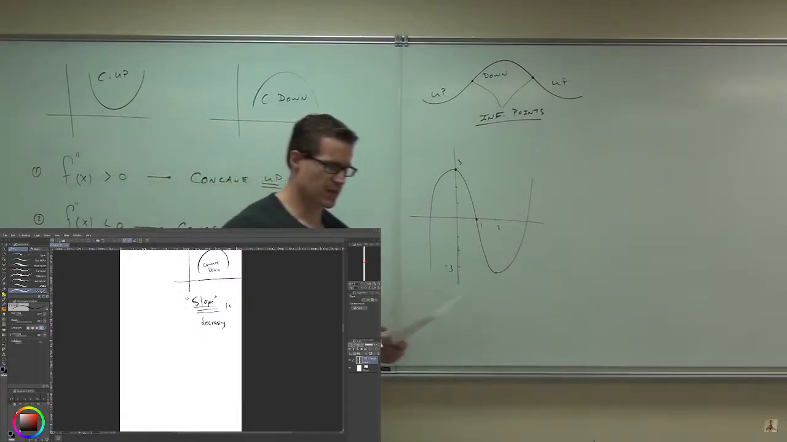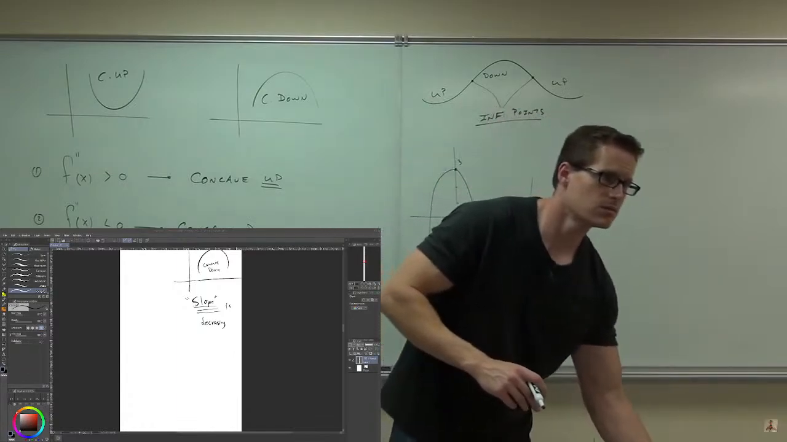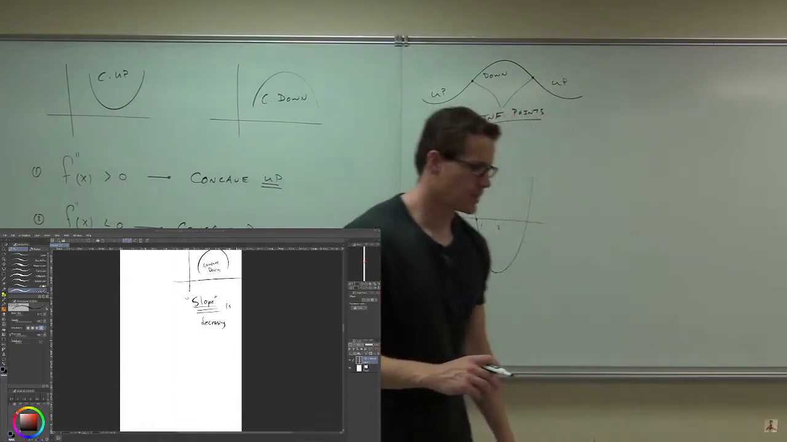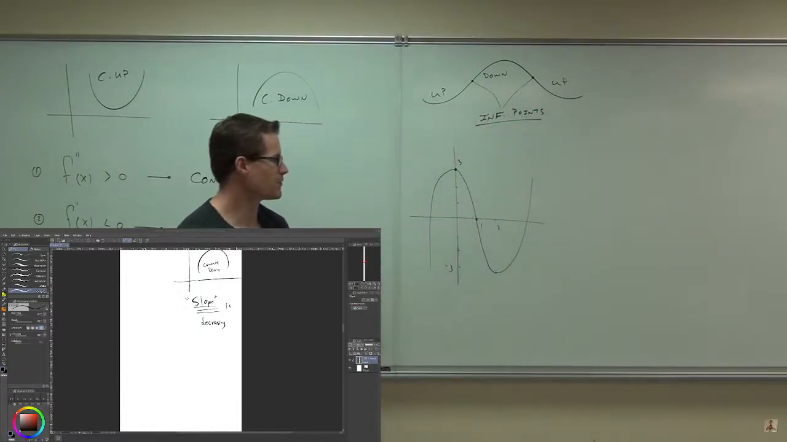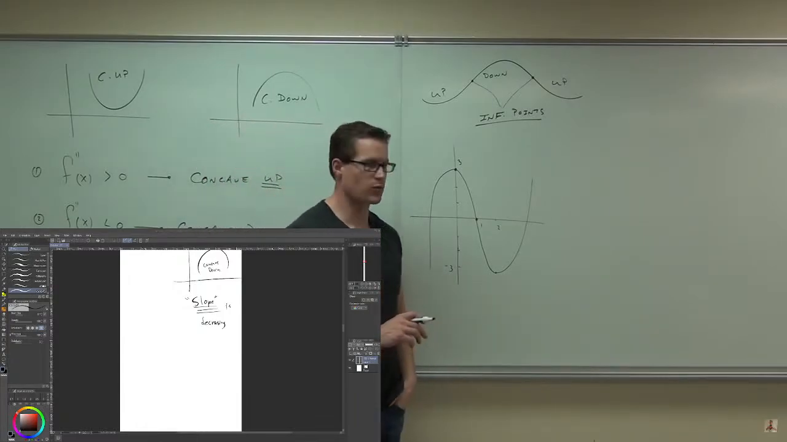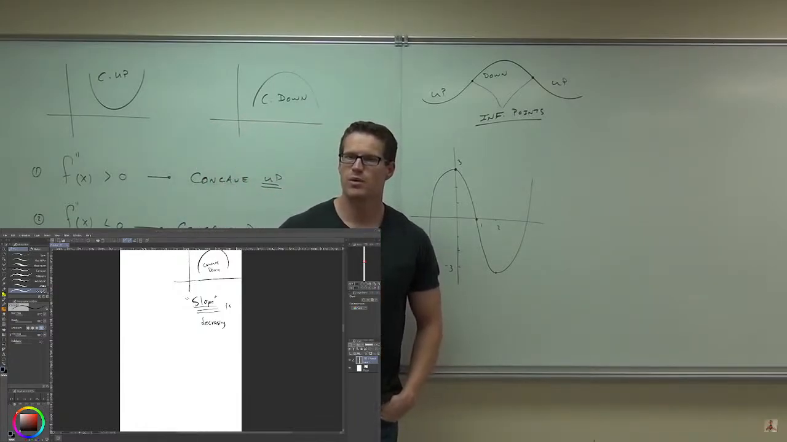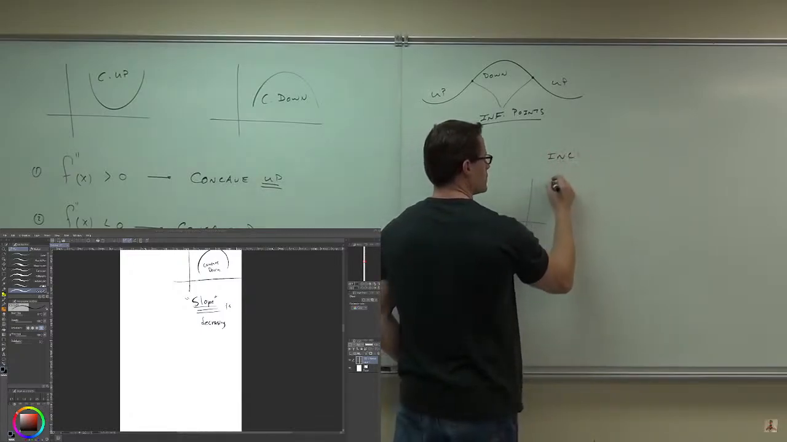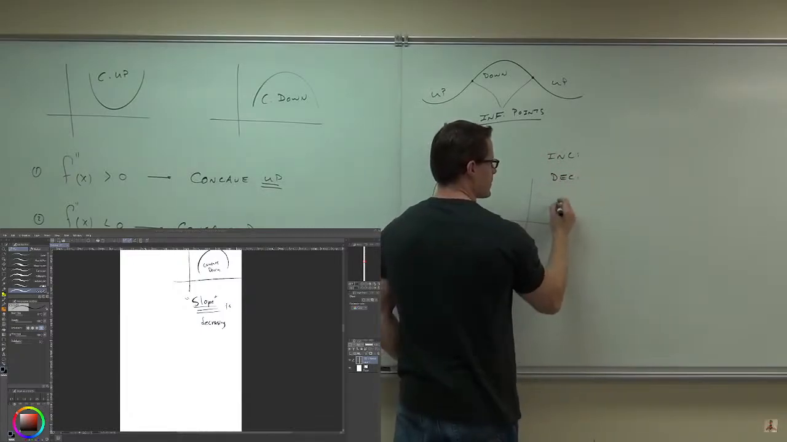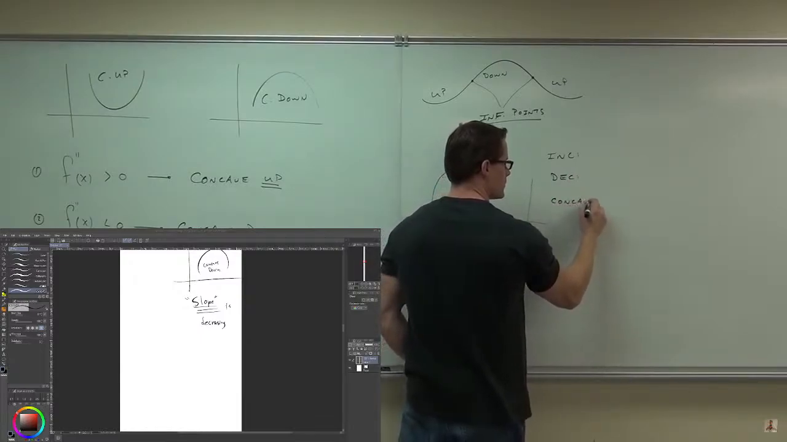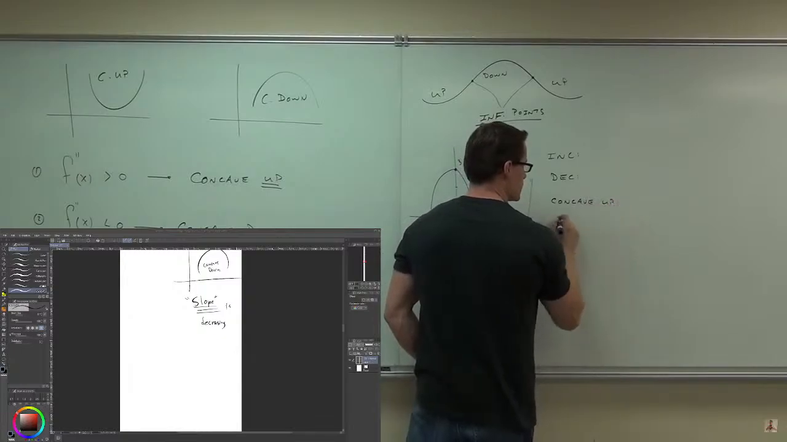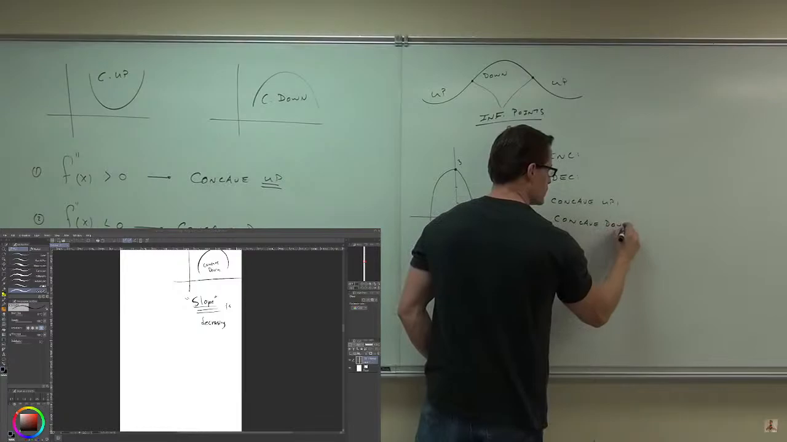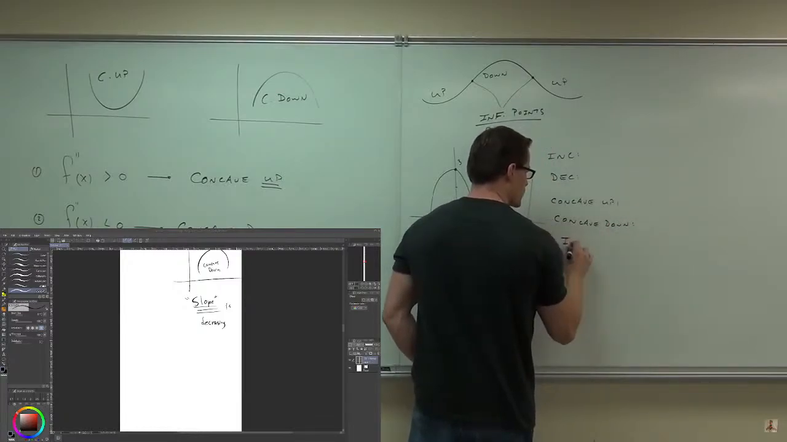Would you be able to give me intervals of increasing, decreasing, concavity, and any inflection points that occur? Would you be able to do that for me? Can you tell me where we're increasing? Let's write that out. Increasing, decreasing, concave up, concave down, and any inflection points.